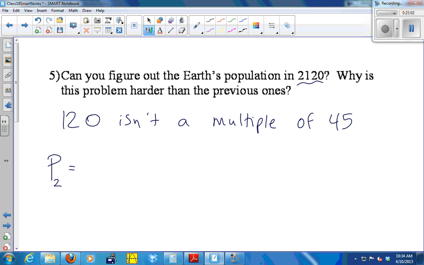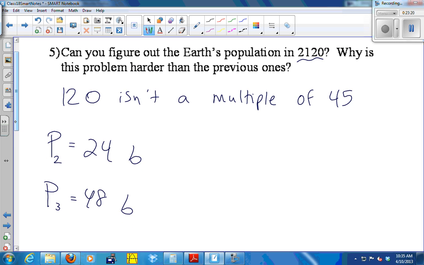Doubling twice is 24 billion, and doubling three times is 48 billion. So I'm hoping whatever I do, it should come out somewhere between 24 and 48 billion. Exactly where is the question. That's what makes this problem hard. But let's do the exact same procedure we did before and see if it comes up with something reasonable.